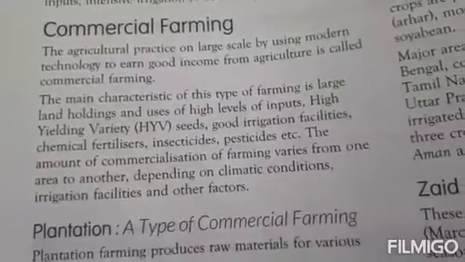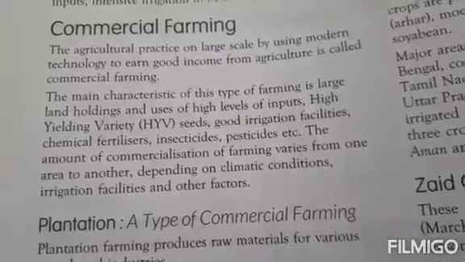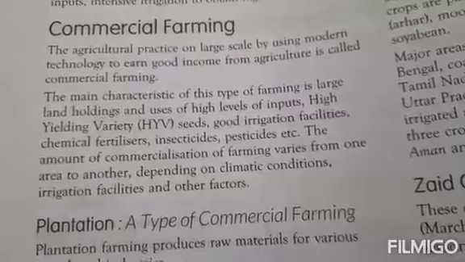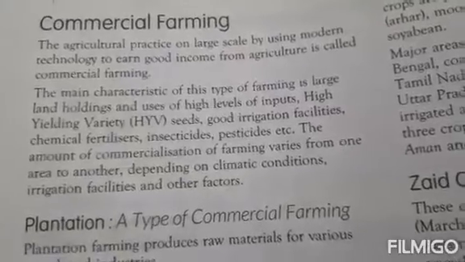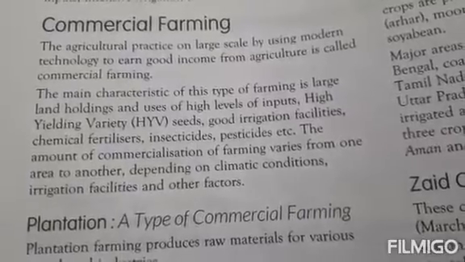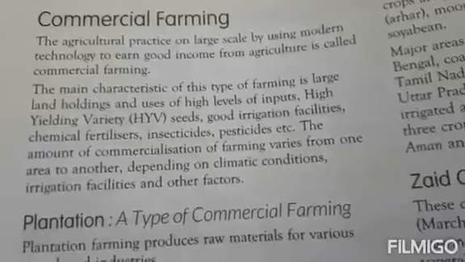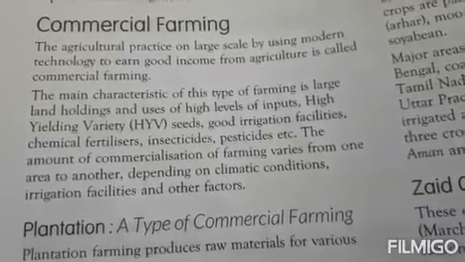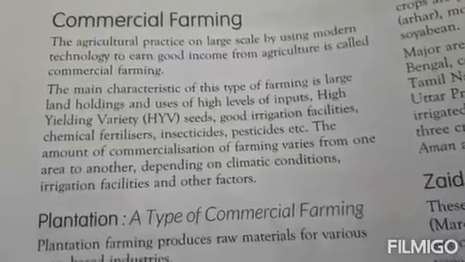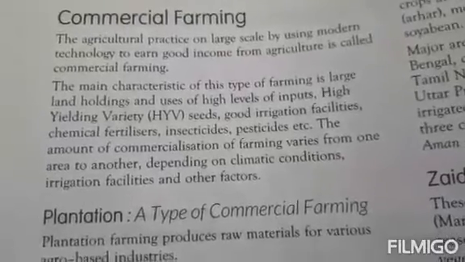Next is commercial farming. Agriculture practiced on a large scale by using modern technology to earn good income is called commercial farming. It is usually done on a large scale area for profit. Number two, modern inputs are used, such as high yielding variety seeds, fertilizers, pesticides and insecticides. All these kinds of inputs are used in it.